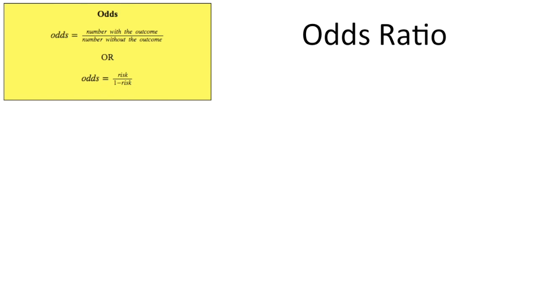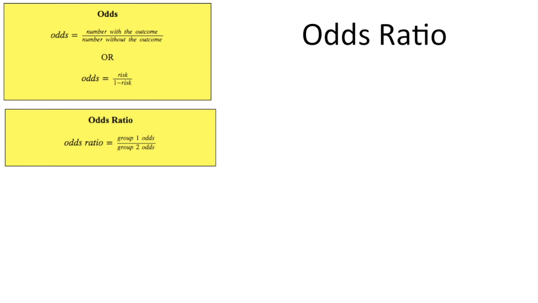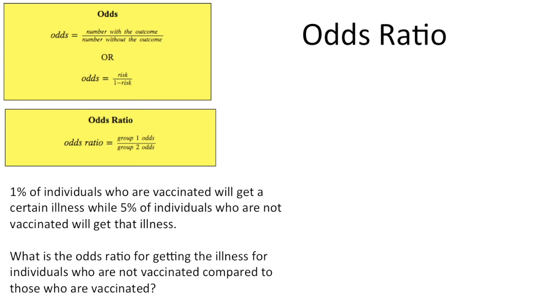Now let's look at odds ratios. In lesson 3, you learned how to compute odds. Now we're going to compute an odds ratio, which is the ratio of the odds for group 1 to the odds for group 2. Using the same scenario, what is the odds ratio for getting the illness for individuals who are not vaccinated compared to those who are vaccinated?